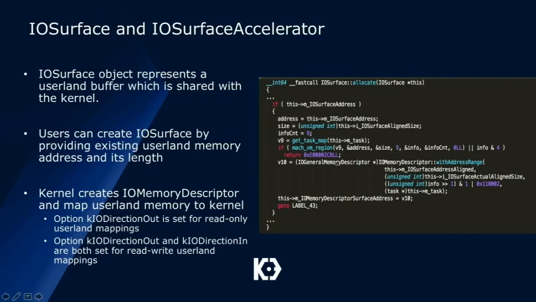The code on the right side shows the creation process. It first gets the properties of that userland memory and then creates an I/O memory descriptor with specific properties as options. Here, if the option kIODirectionOut is set, it indicates that the userland mapping is read-only. And if the mapping is read-write, then the option kIODirectionOut as well as kIODirectionIn will both be set.